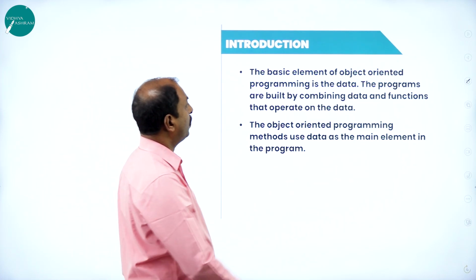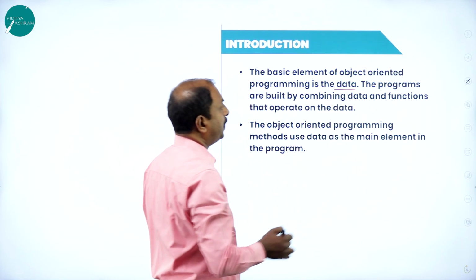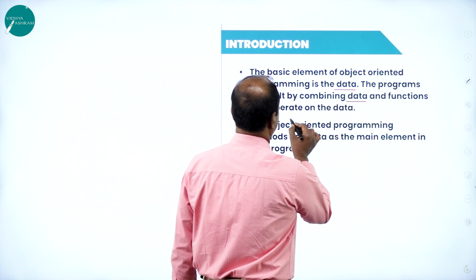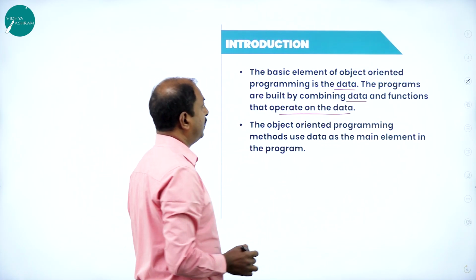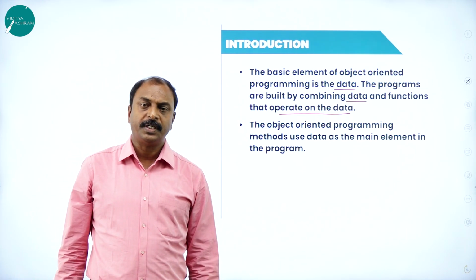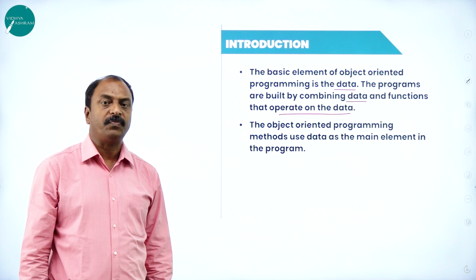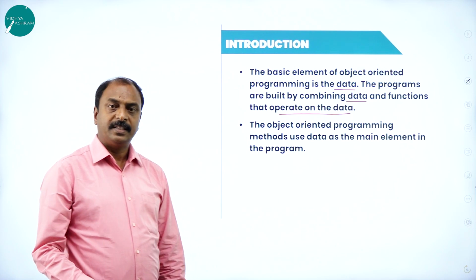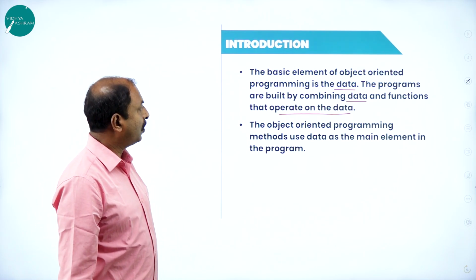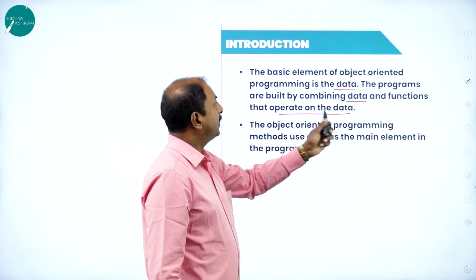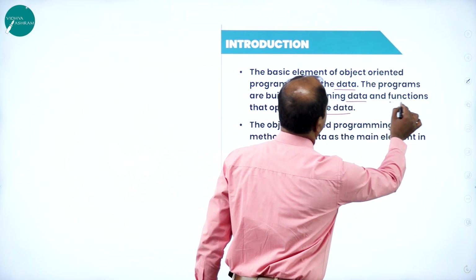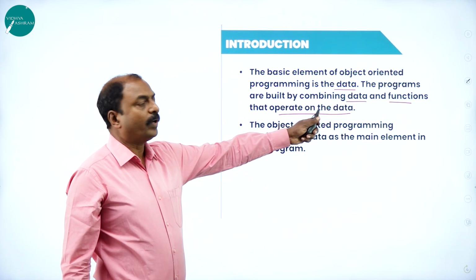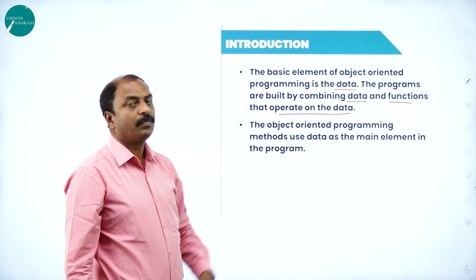Now the basic element of OOPS is the data. So here the program is built by combining data and functions that operate on this data. In the OOPS concept, we are concentrating on data as the first preference. The first preference will be given to the data, then the procedures. So data and the member functions which operate on those data are combined in one unit. That is the concept of OOPS.